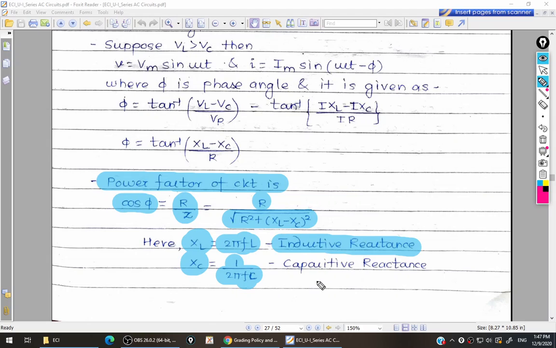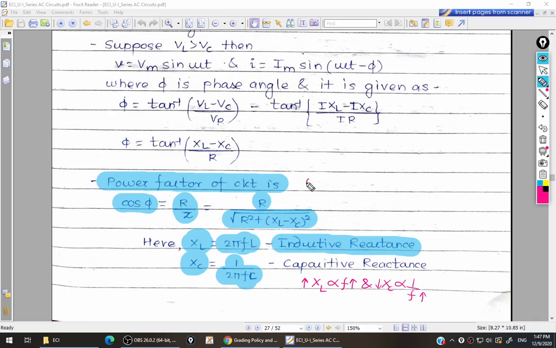So friends, what we can write: XL, inductive reactance, is directly proportional to the supply frequency. But at the same time, capacitive reactance is inversely proportional to frequency. So if you are increasing the frequency, your XC will go on decreasing, and XL will simultaneously go on increasing, because they have a direct relation.